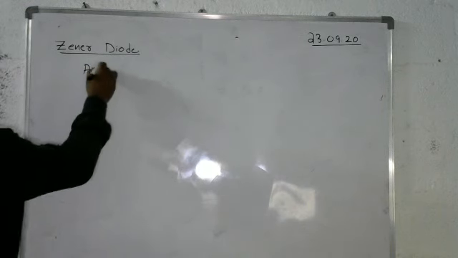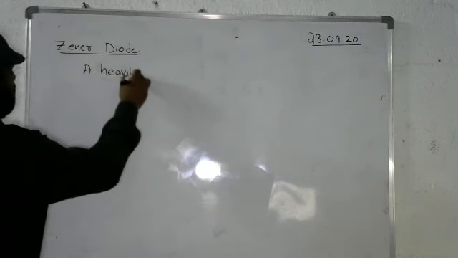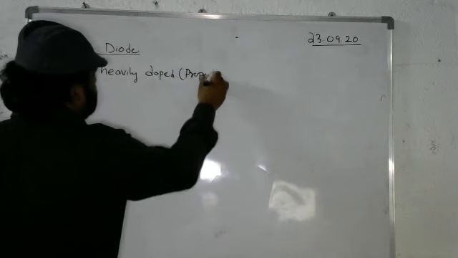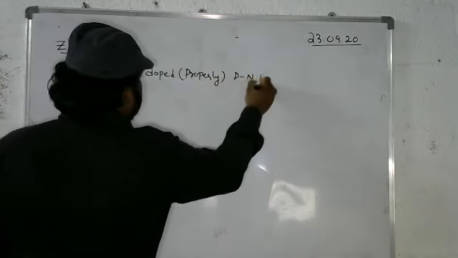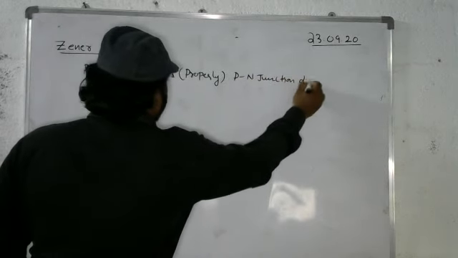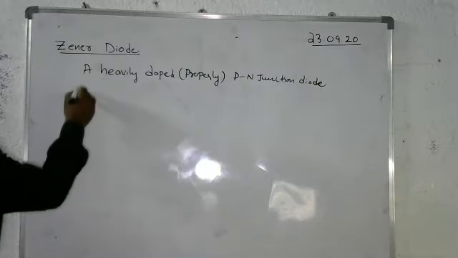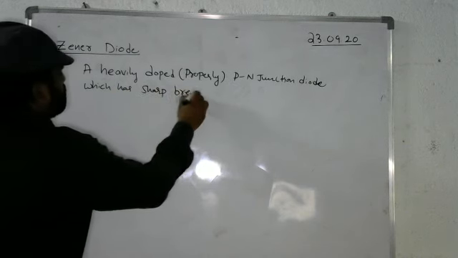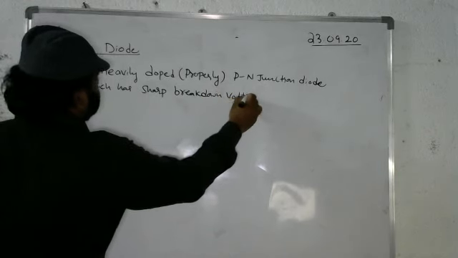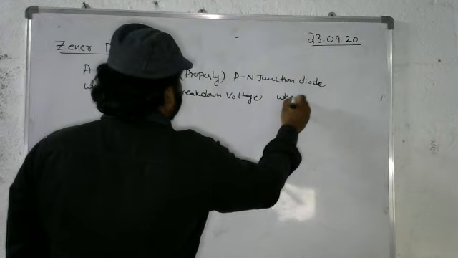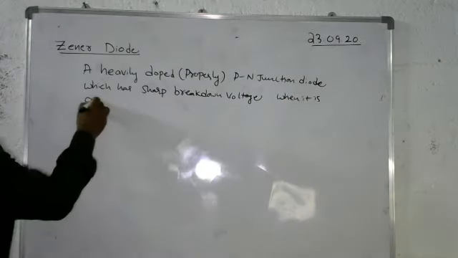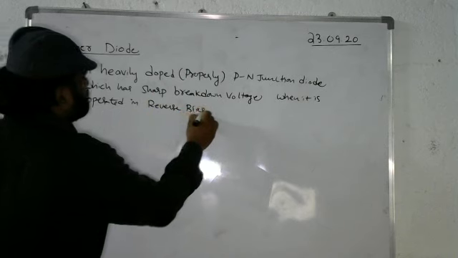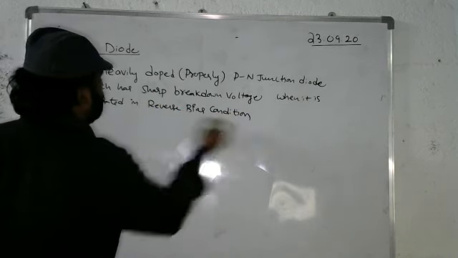A heavily doped or properly doped, whatever it is, a heavily doped PN junction diode which has a sharp breakdown voltage when it is operated in reverse bias condition is called a Zener diode.